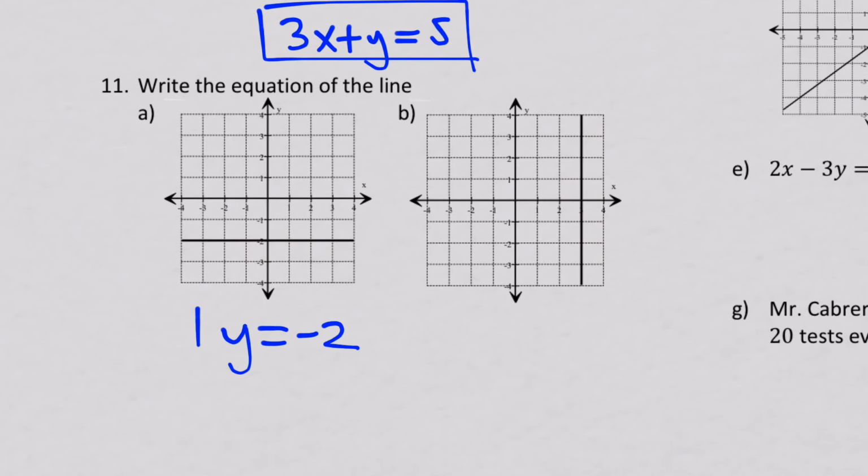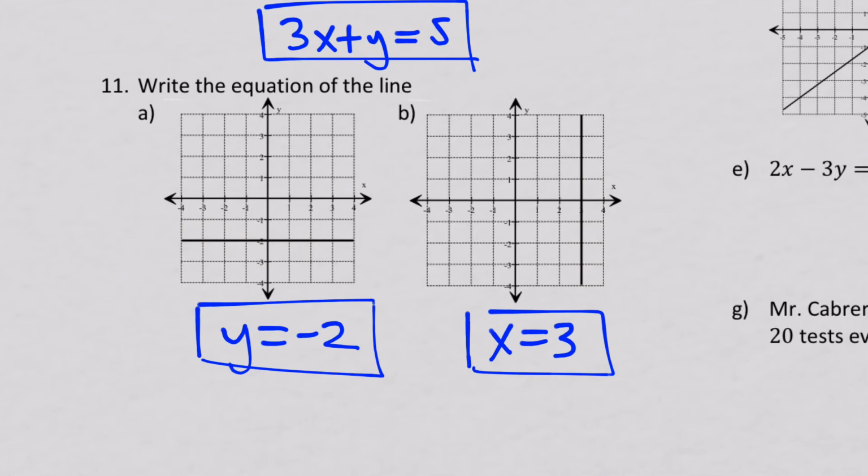And that's kind of it. That's how you do this one. So when the line is flat, or it has a 0 slope, just identify where it's crossing the y-axis, and that's the response. Y equals -2. Now to write the equation of this graph, notice how this only touches the x-axis. It touches it right here, which is x equals 3. So that itself is the equation for this vertical line.